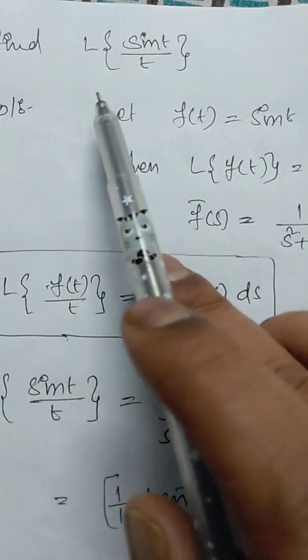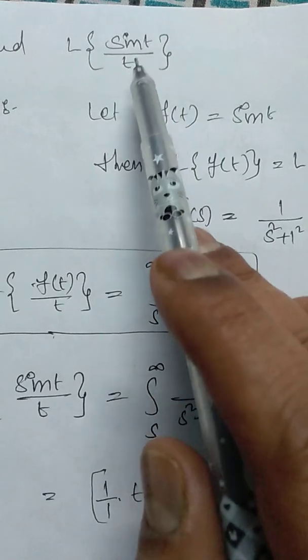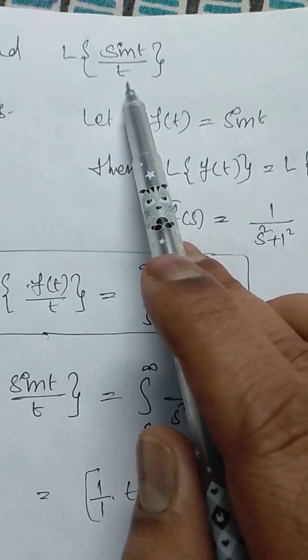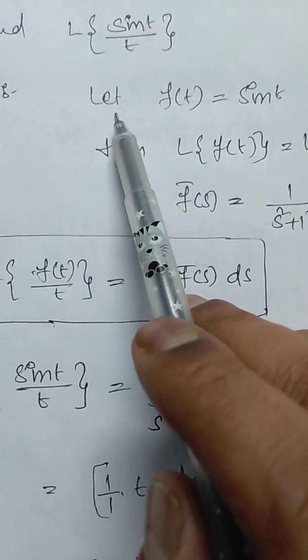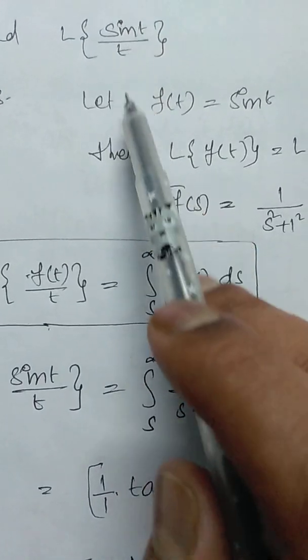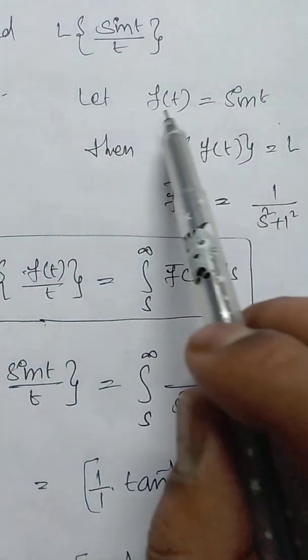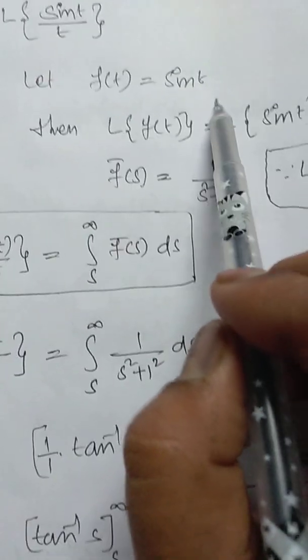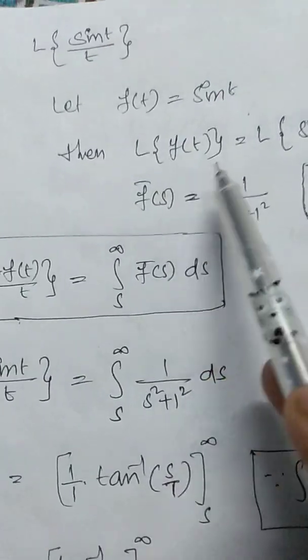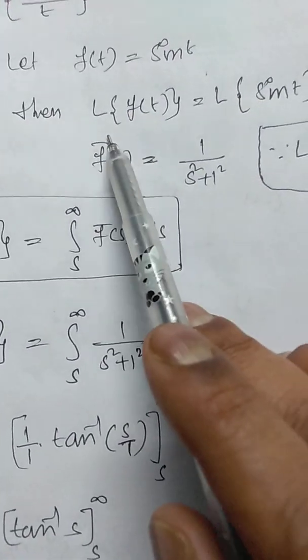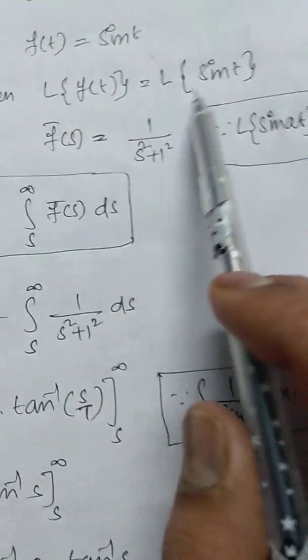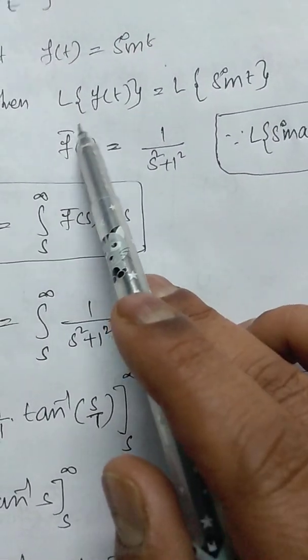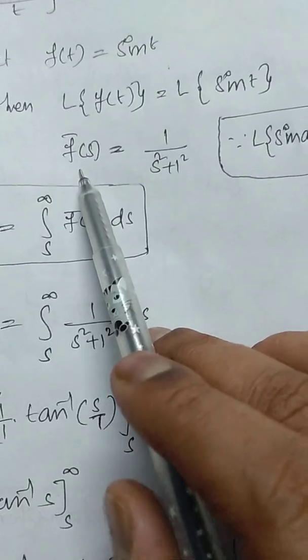It is in the form of Laplace transform of f of t divided by t. Okay, now let us assume f of t as sin t. Then apply Laplace transform on both sides. We get Laplace transform of f of t is equal to Laplace transform of sin t. Laplace transform of f of t is equal to a bar of s.